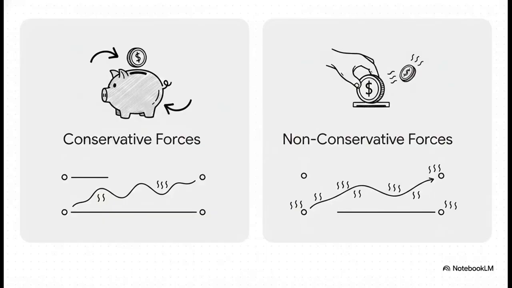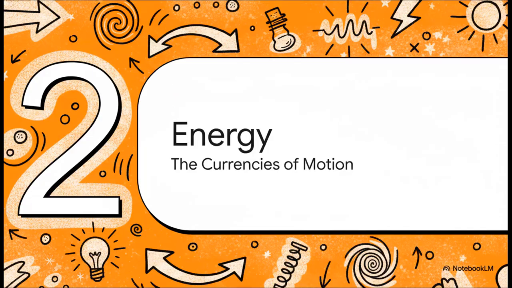It's the two sides of our energy ledger. On one side, you've got your conservative forces, like gravity. They act like a savings account. The work they do gets stored as potential energy, and you can get it all back. But on the other side, you have non-conservative forces like friction. Think of these as transaction fees. The work they do absolutely depends on the path, and that energy is gone. It leaves the system as heat. It's not recoverable.